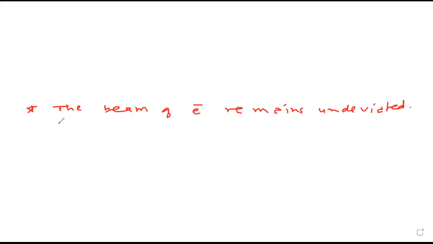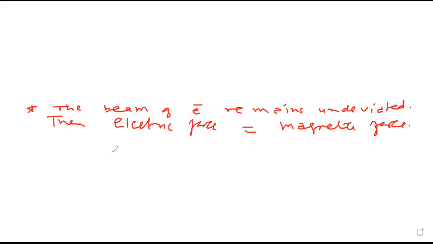Now one more case: if the beam of electrons remains undeviated, अगर ये वर्ड आ गया तो remains undeviated, then electric force must balance magnetic force. That is eE equals eB.